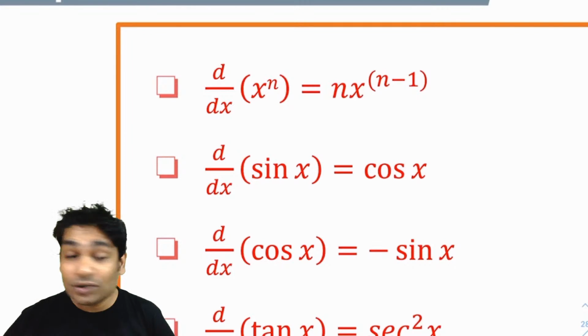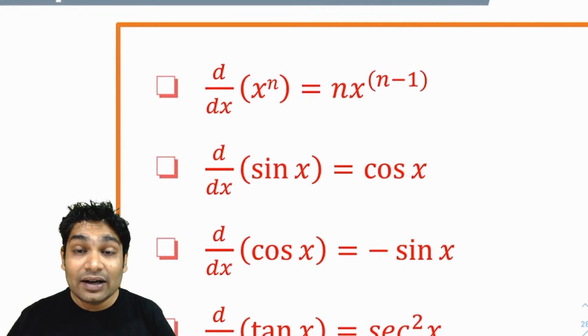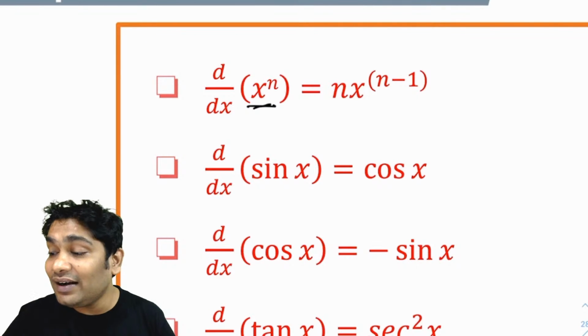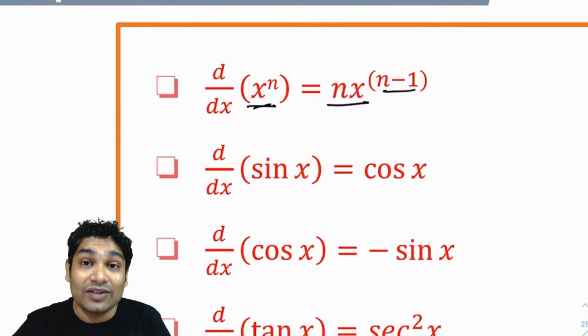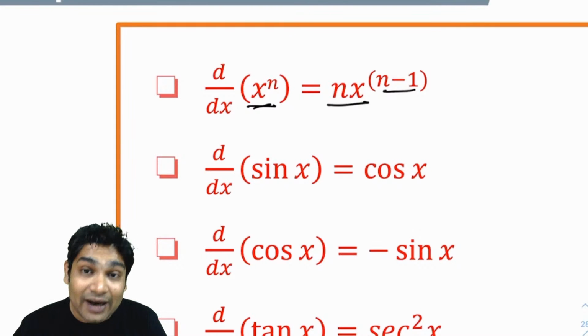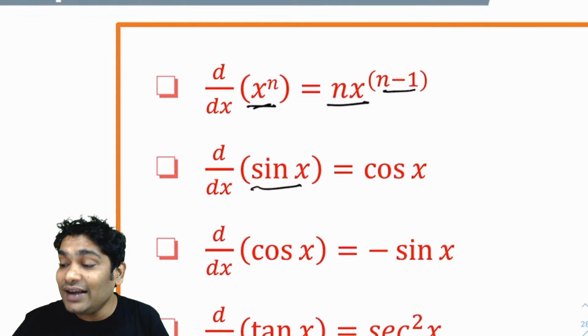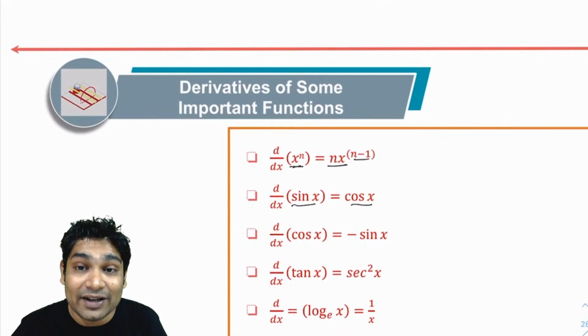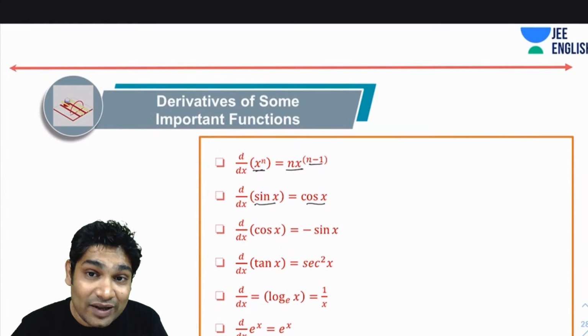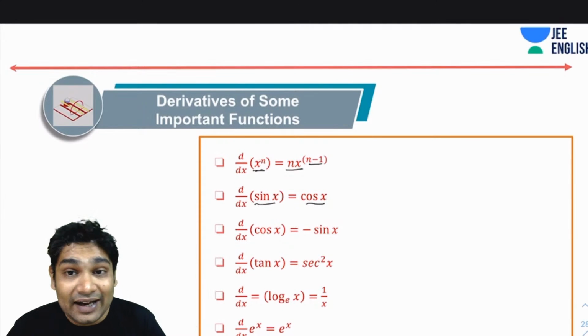So let's memorize these results. d by dx of x to the power n is n times x to the power n minus 1. You need to memorize this. d by dx of sin x is cos x, d by dx of cos x is minus sin x, d by dx of tan x is sec square x, d by dx of ln x is 1 over x, and d by dx of e to the power x is e to the power x.